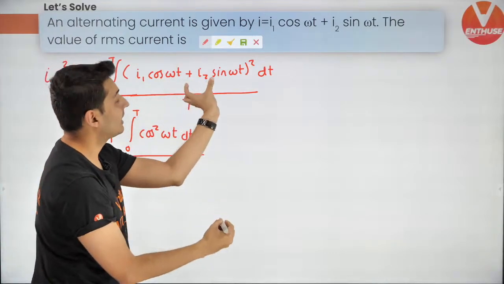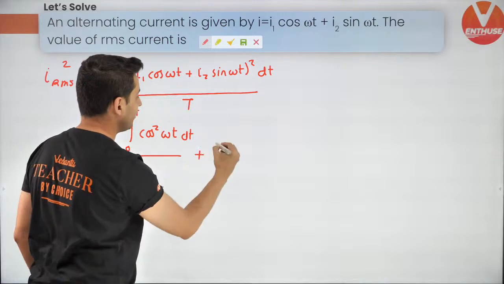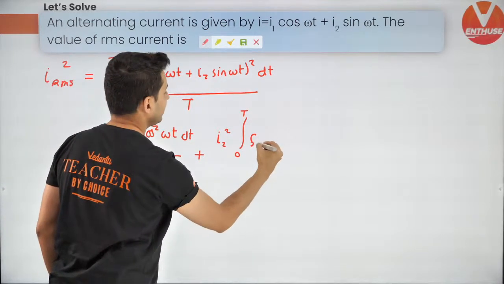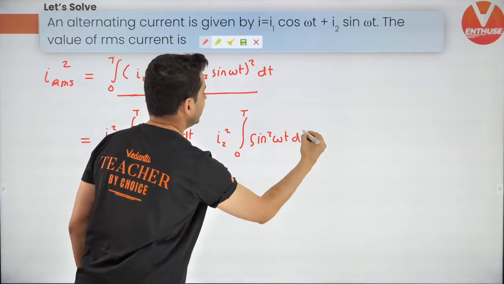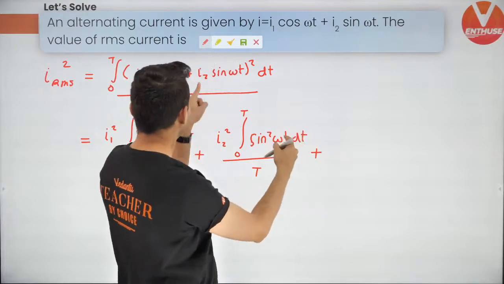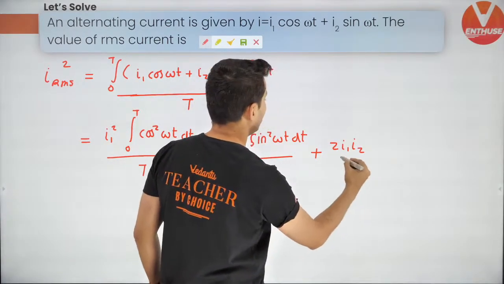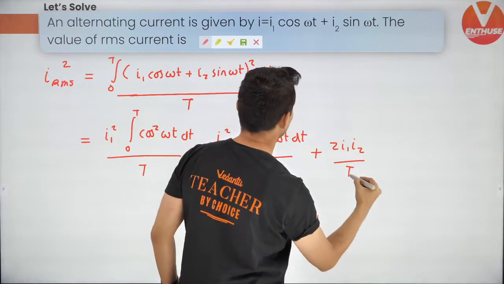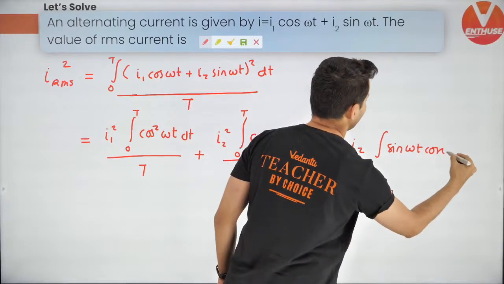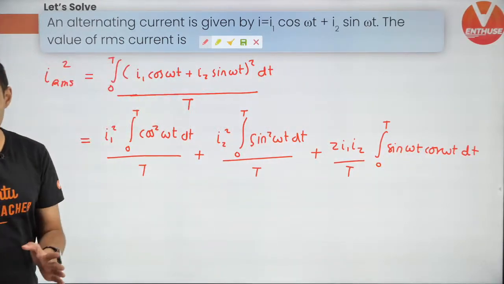Plus the next term, (a plus b) whole square is a square plus b square plus 2ab. So b square will be I2 square, integral 0 to T sine square omega t dt, again divided by time, plus the last term, 2ab, so 2 I1 I2 divided by T, of course, and integral of sine omega t cos omega t dt, again from 0 to T.